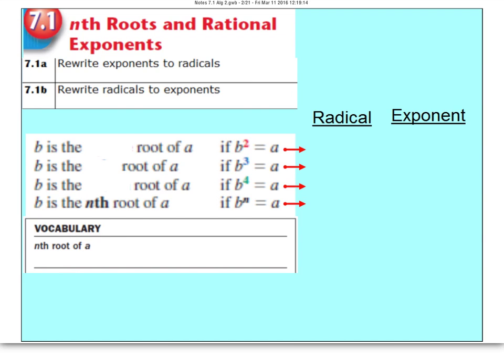The first two learning objectives we're going to look at for Chapter 7 are in 7.1. It's going to be rewrite exponents to radicals and rewrite radicals to exponents. So first, let's review what exponents and radicals are.